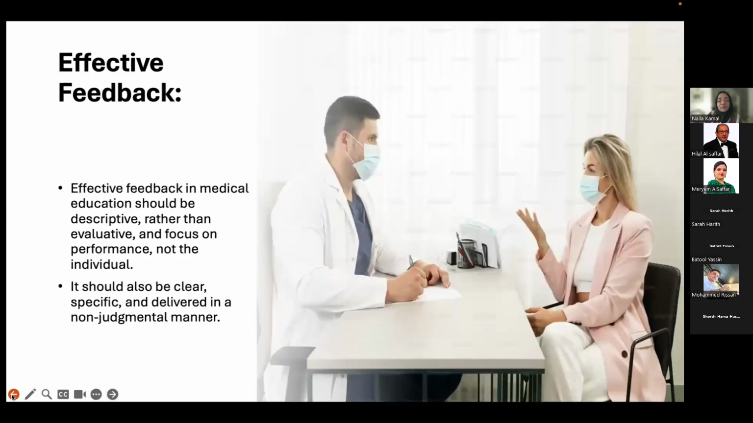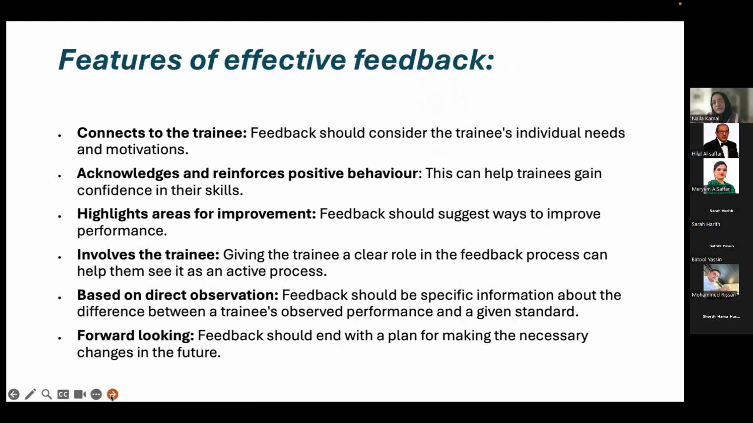It should be clear, specific, and delivered in a non-judgmental manner. We'll come to that in a minute as well. So the features of effective feedback are that it connects to the trainee. Feedback should consider the trainee's individual needs and motivations. It is very important that the focus is on the needs of the trainee or the student. I'm using trainee and student interchangeably, because I think your audience is targeted towards medical schools, but it is equally relevant to postgraduate as well.